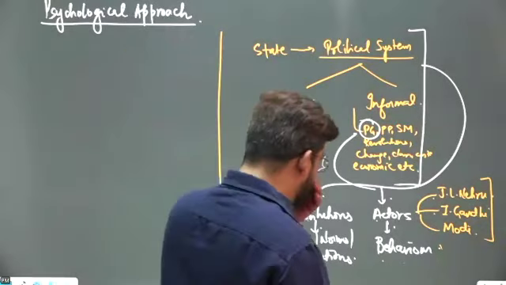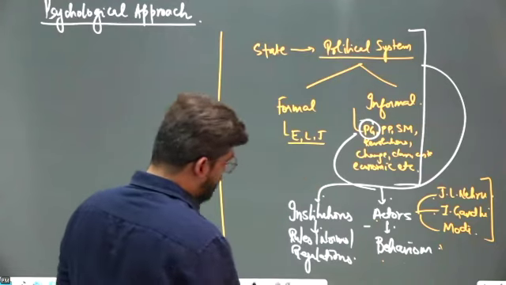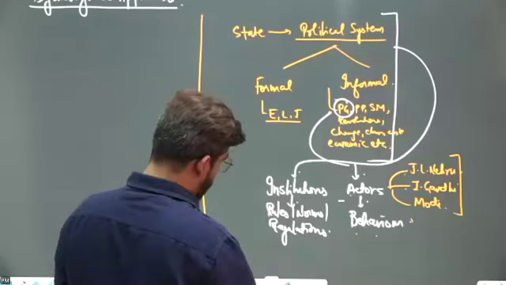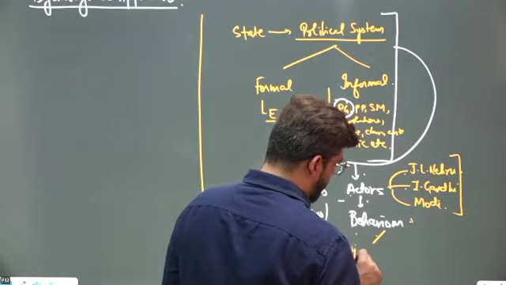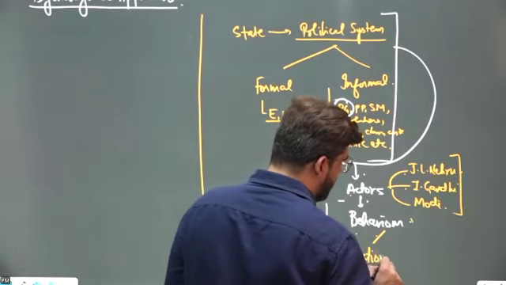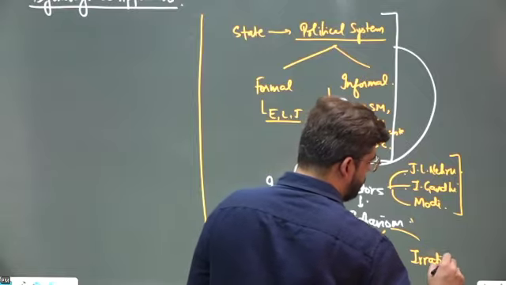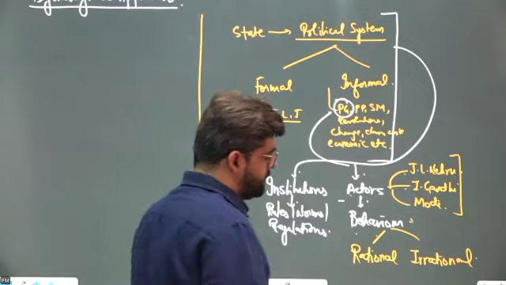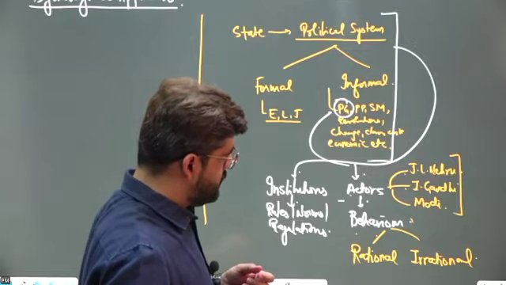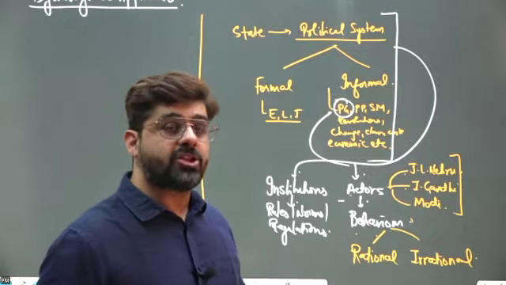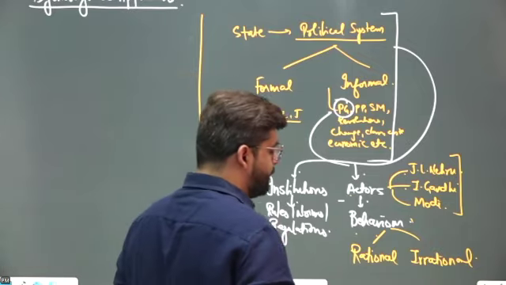Listen, this is an actor, this is its behavior. What can this behavior be like? It can be rational, it can be irrational, right? In politics, Donald Trump is a reflection of irrational behavior.